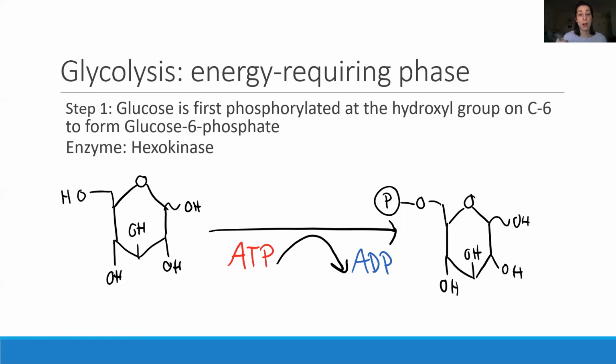And while I do not require that you know the structure for each of these steps, I suggest that you do. The reason is because if you see the structures and you actually draw out the steps as I have done here, I think it helps you understand chemically the pathway better. So you can just remember that glucose is phosphorylated here, but by actually drawing it out and showing what the molecule looks like and how it is changed, I think it will help you understand the pathway better.